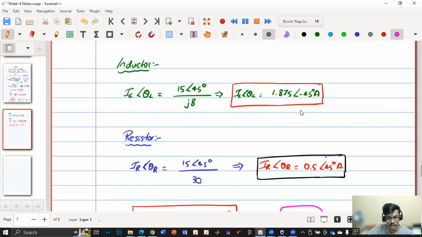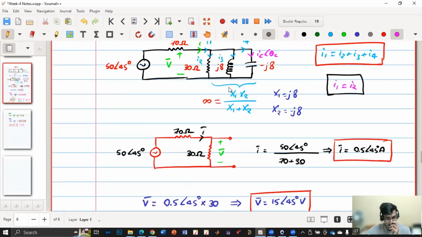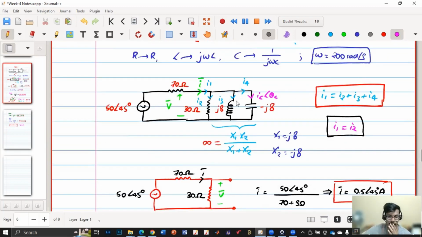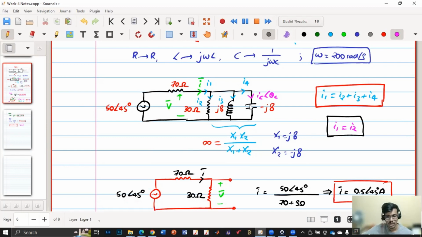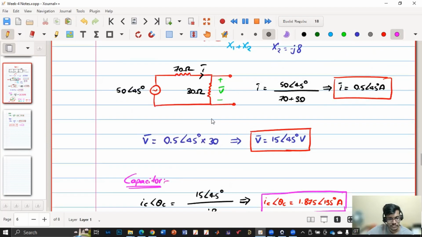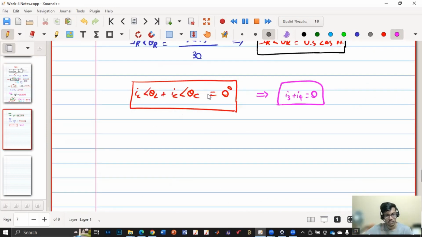So the entire current is flowing through the resistor, and current is flowing through L and C, but their summation is 0. It is not that 0 current is flowing through them. That is not correct. The current is flowing, but the summation of the current flowing through L and C is 0. So the current flowing in L is the negative of the current that is flowing in C. That is why the entire current is flowing through this. So that part is very important to understand.